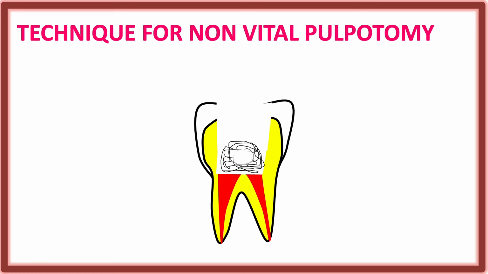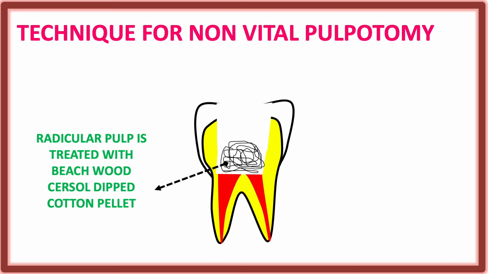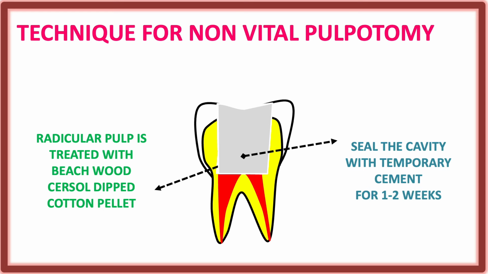Now, after drying with the cotton pellet, we are going to dip a cotton pellet in beechwood cresol and place it over the radicular pulp. And then we are going to seal the cavity with temporary cement for 1 to 2 weeks, up to 1 month. This is what we have to do in the first appointment.